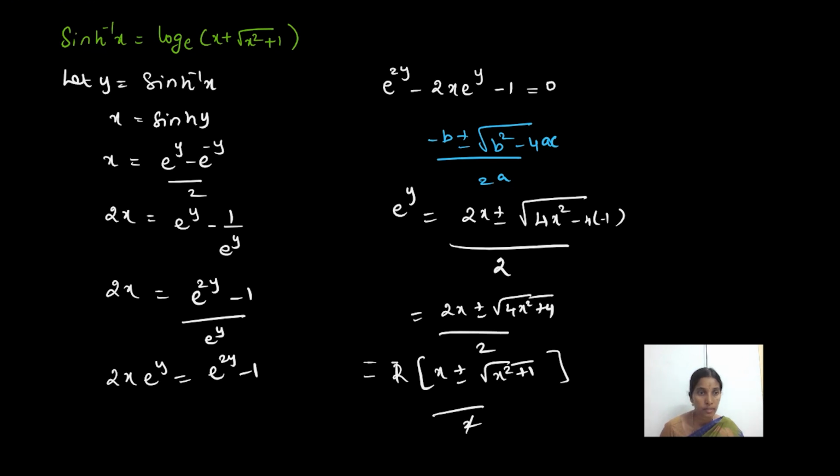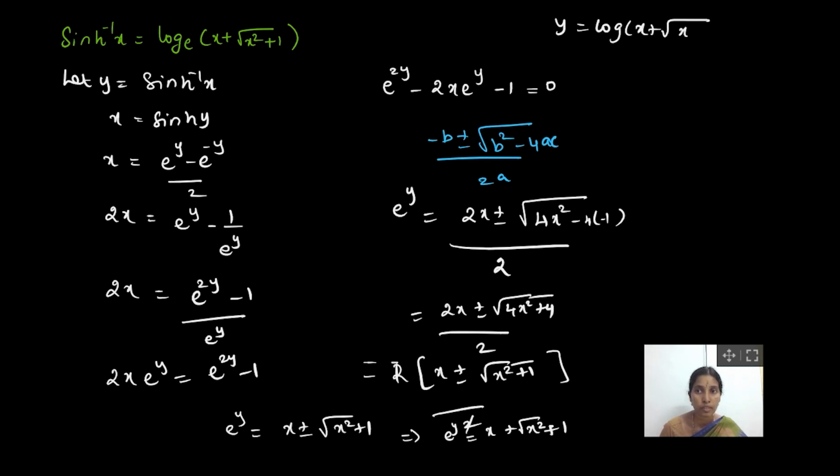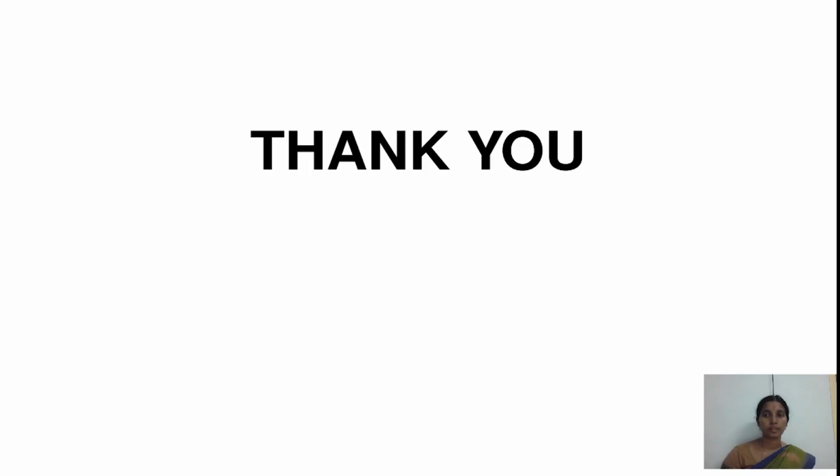So 2 gets cancelled. From this, e power y equals x plus or minus root of x square plus 1. Since e power y is positive for any real value of y, e power y equals x plus root of x square plus 1. Taking log on both sides, what we will get is y equals log of x plus root of x square plus 1. Thank you.